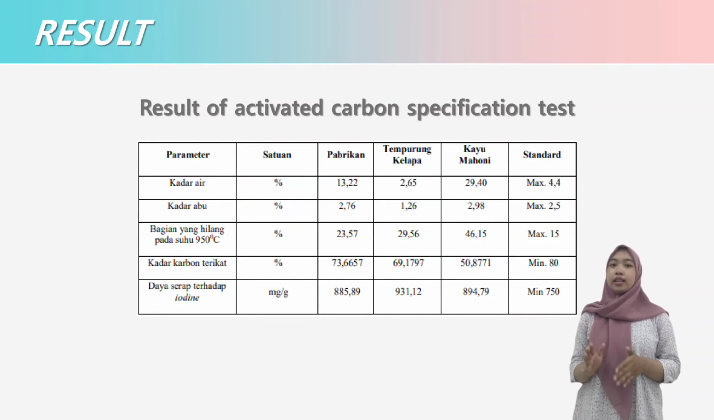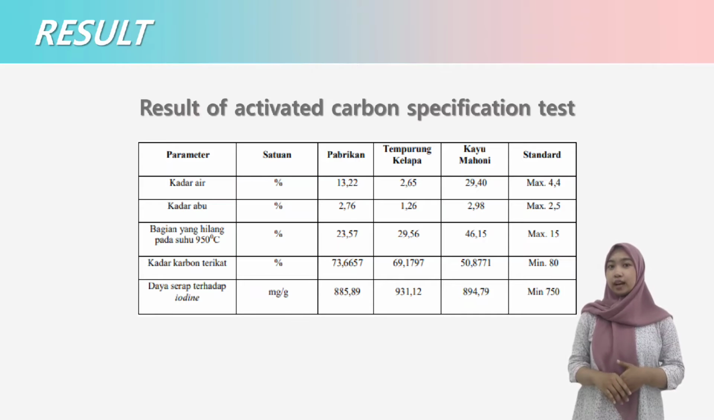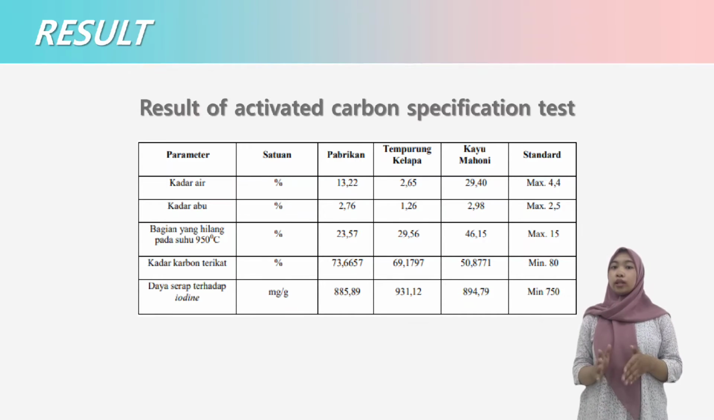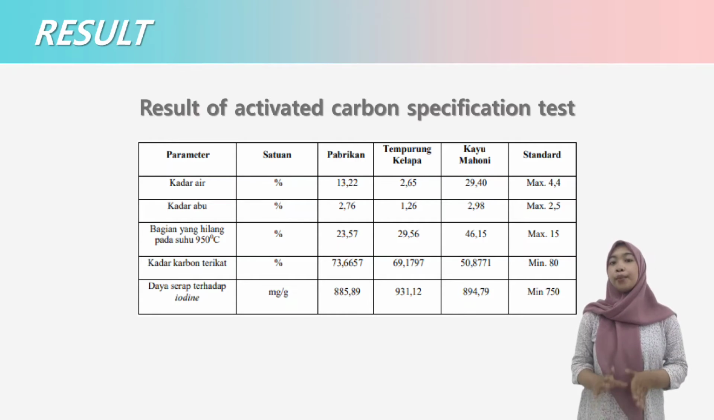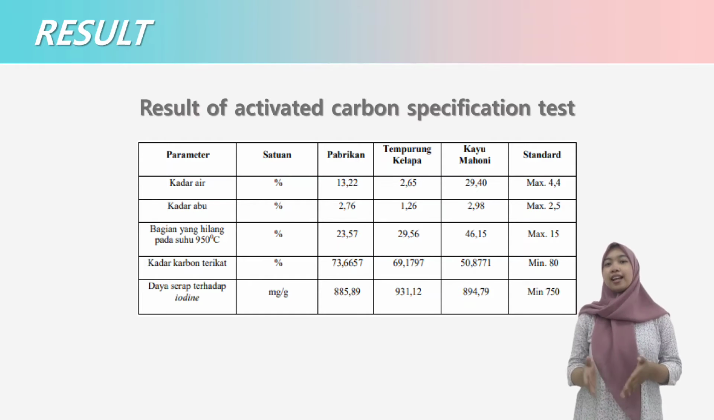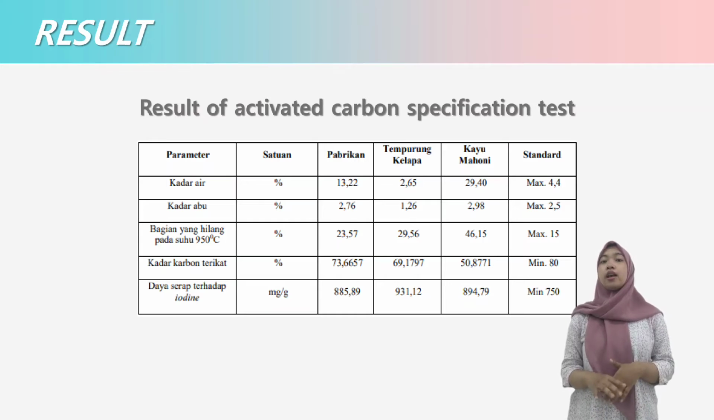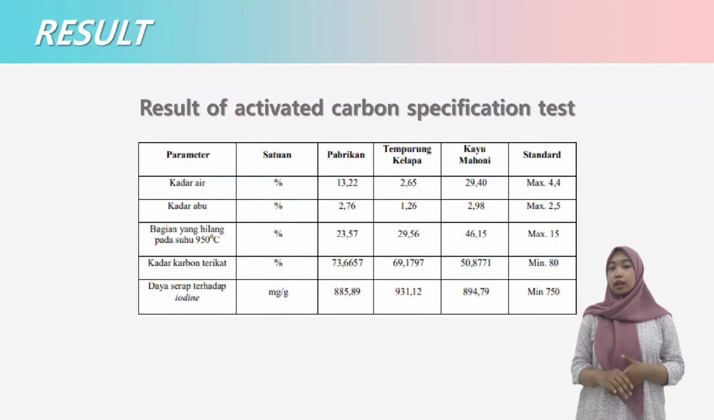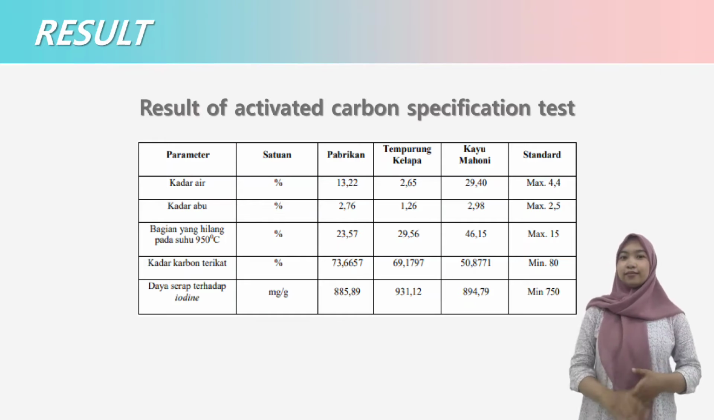After carrying out the action, there are results obtained. The first is the result of the activated carbon specification test. Testing of activated carbon specification aims to determine the water content, the content of the part that is lost at a temperature of 950 Celsius, carbon content, and carbon absorption to iodine. The methods and standards used in testing activated carbon refer to SNI 06-3730-1995 regarding quality requirements and testing of activated carbon. For the result, please read on the slide.